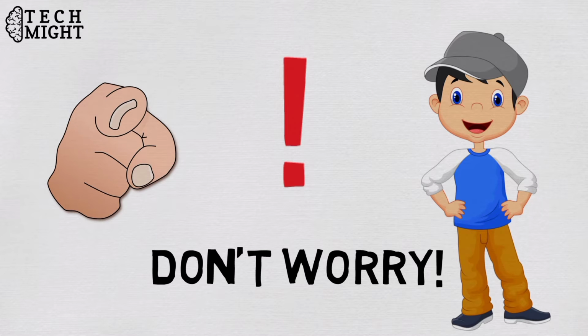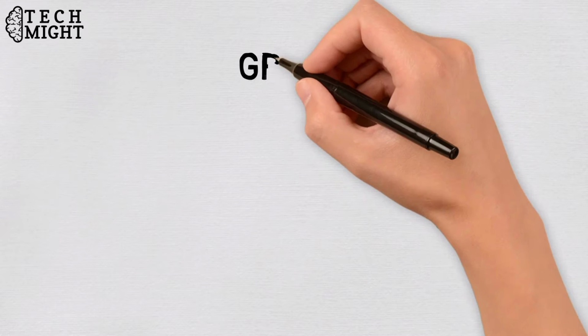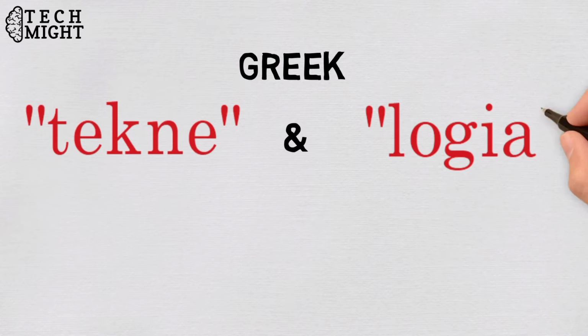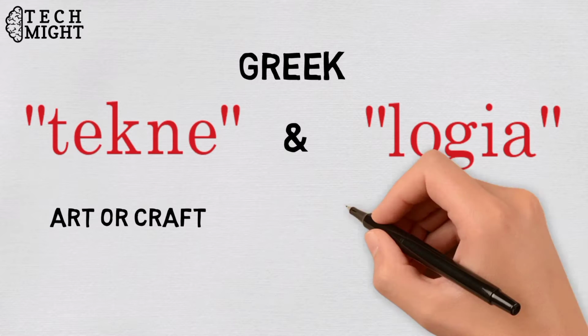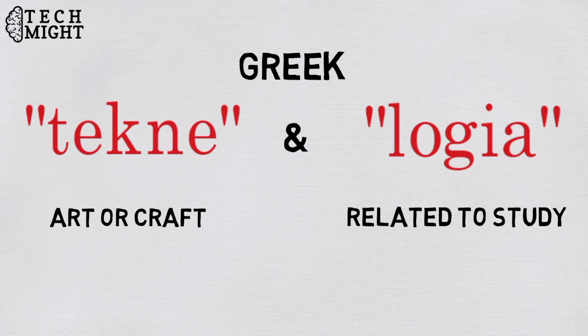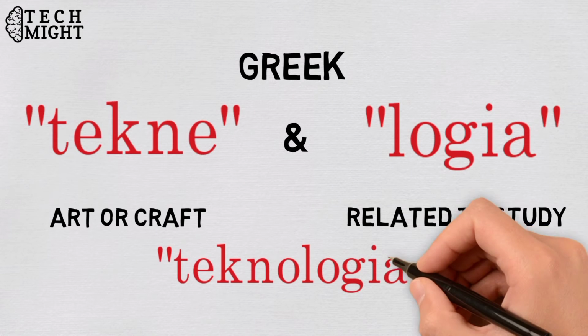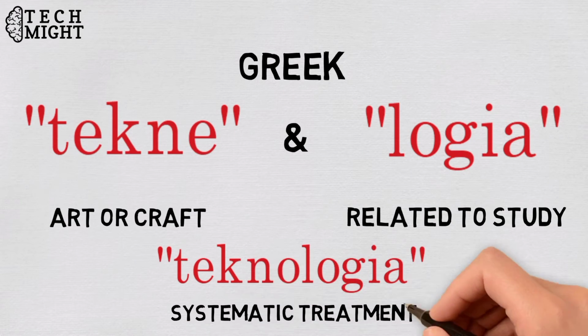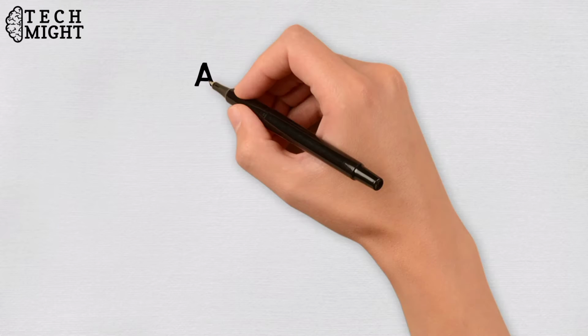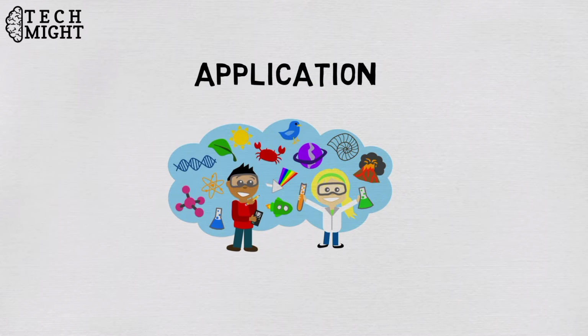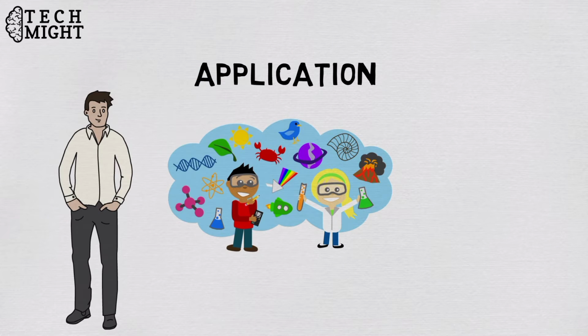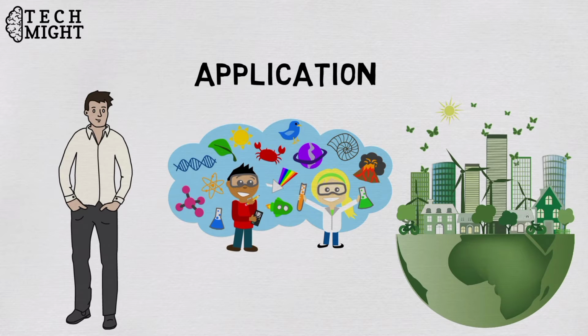Let me explain to you. The word technology is derived from two Greek words, techne and logia. Techne means art or craft and logia means related to study. Together these words become technologia, meaning systematic treatment. We can define technology as the application of scientific knowledge to the practical aims of human life, or to the change and manipulation of the human environment.